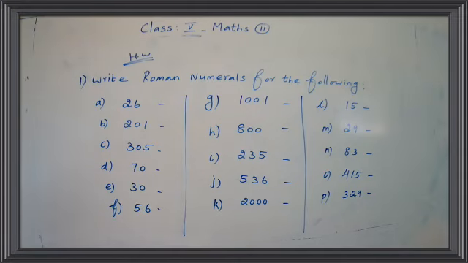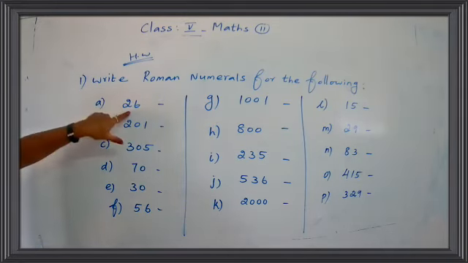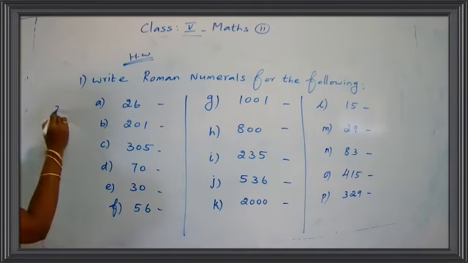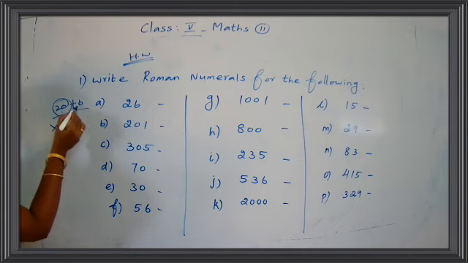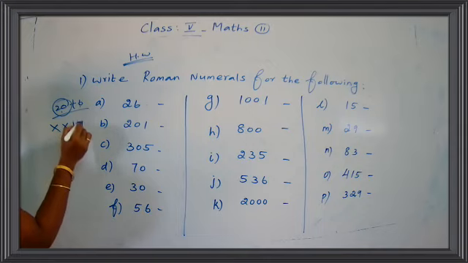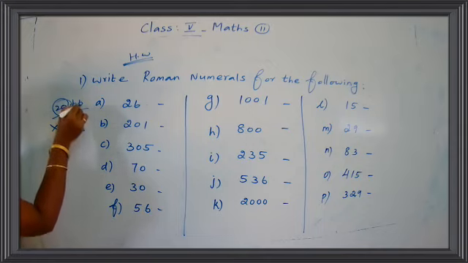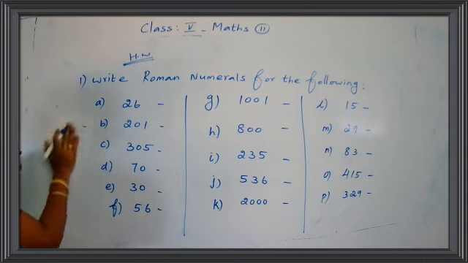Okay, children, listen one time. See the question. Write Roman numerals for the following. Okay, A, 26. So 26 can be written as 20 plus 6. Okay, all of you listen. 26 can be written as 20 plus 6. So 20 value you know. Yes. So X stands for 20 and 6 also you know. Which symbol will come? 5 is V, so V plus I. Yes, children. That is VI, which stands for 6. 20 stands for XX. So XXVI.